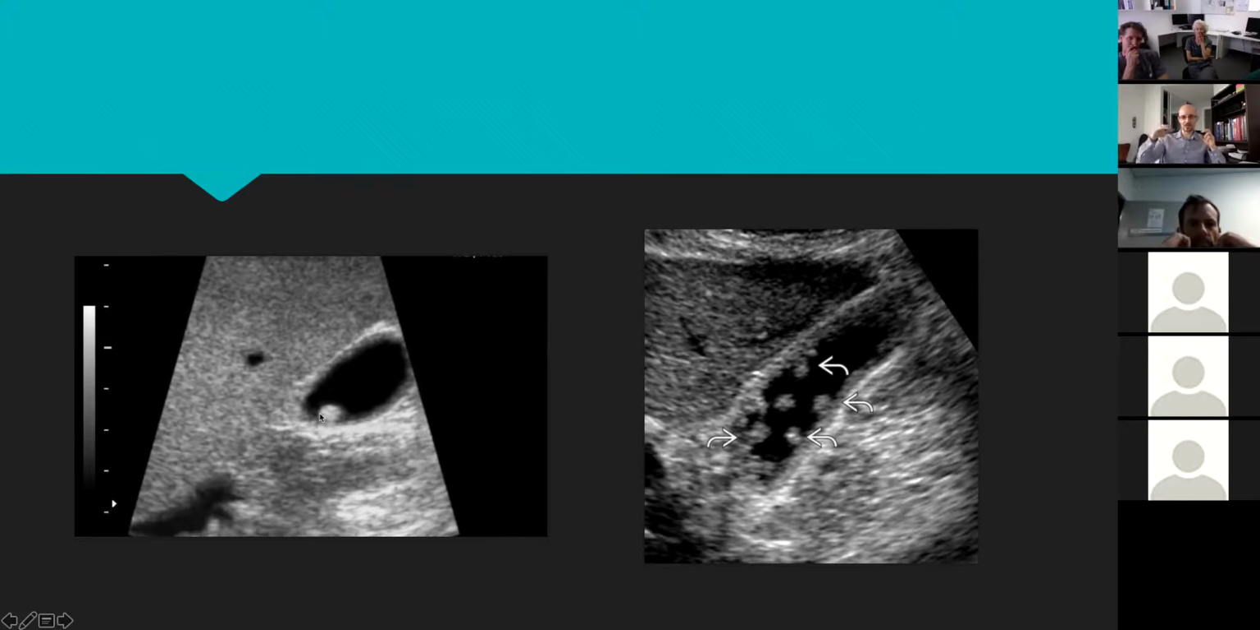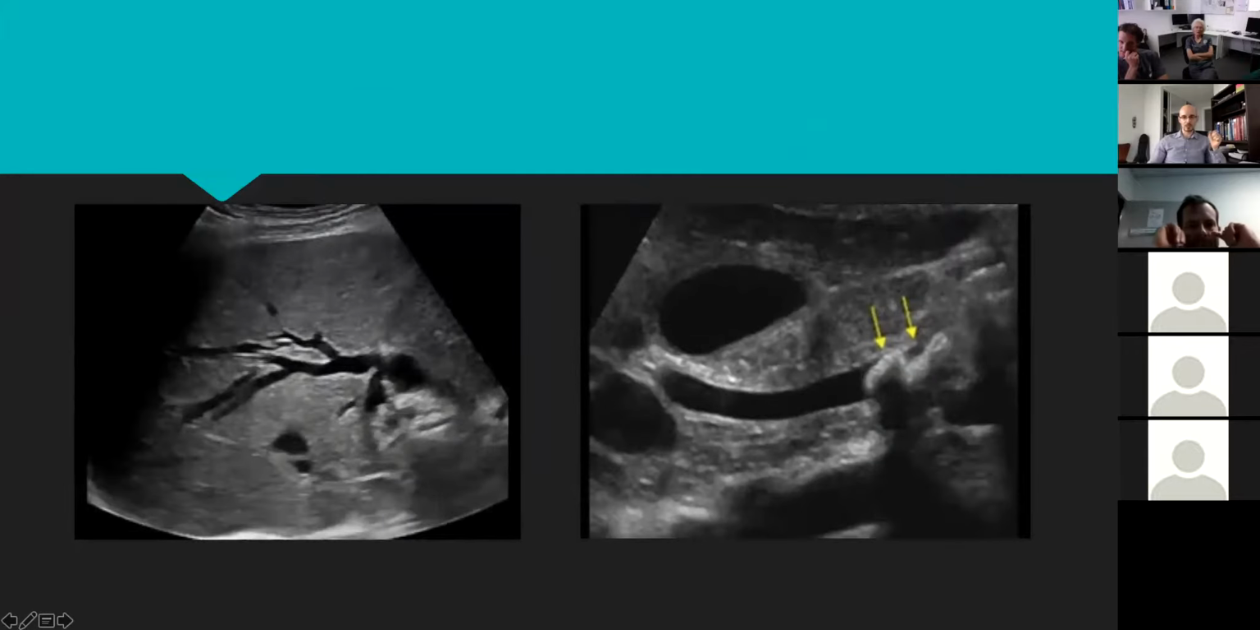sludge balls don't cast a shadow, but with a stone this big, it would be extremely unlikely that it doesn't cast a shadow. If you put your focus in that area, it should cast a shadow. But none of these are 100% things. The best thing would be the movement of the stone with the position. The rest of them can be seen in both polyp and stone, to be honest.